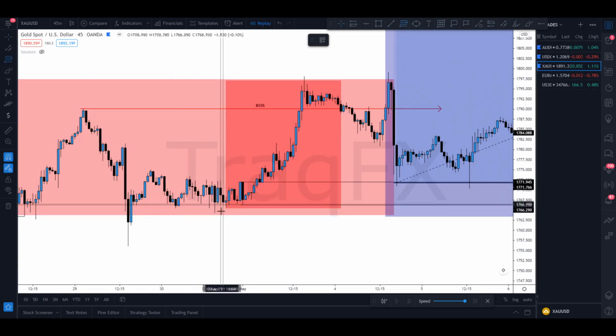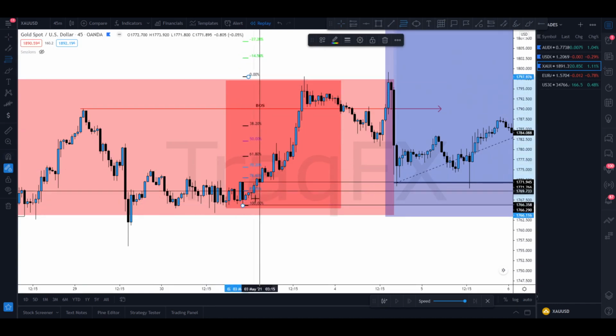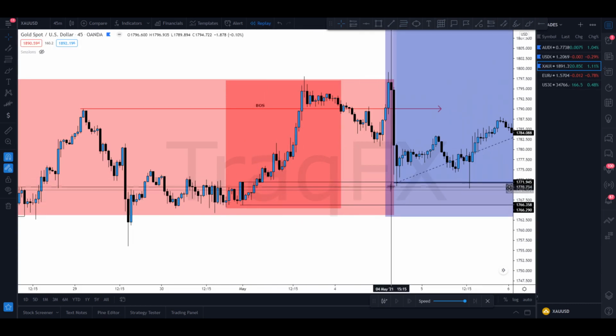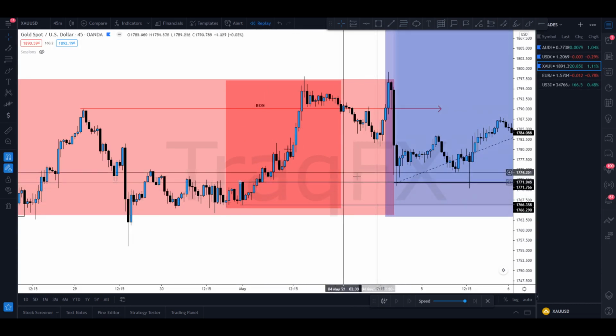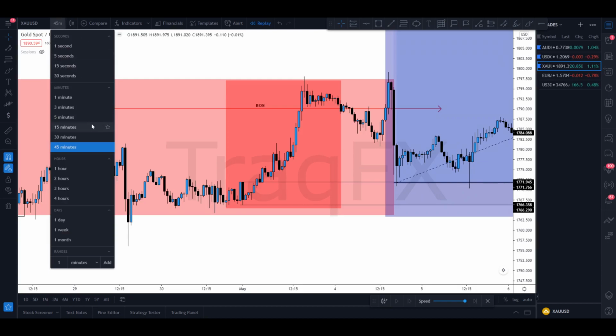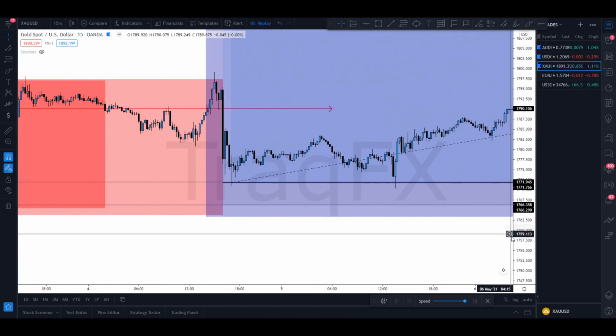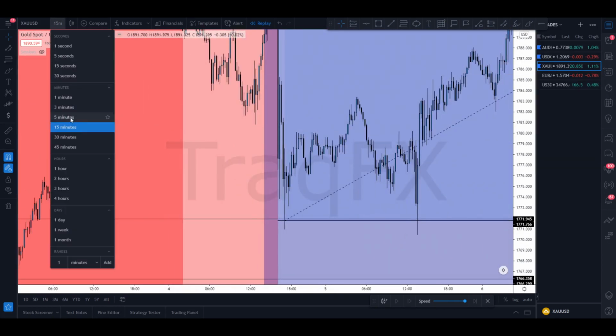And if you take your Fibonacci from the low of the expansion up to the high, you can see that it's also in our 88th percentile. And what ended up happening is price came perfectly inside of our expansion, or inside of our manipulation area. We went down to the 15-minute time frame, and we started analyzing structure. Or I think it was on the 5-minute, sorry.